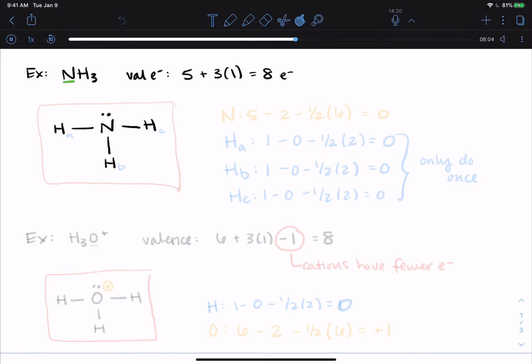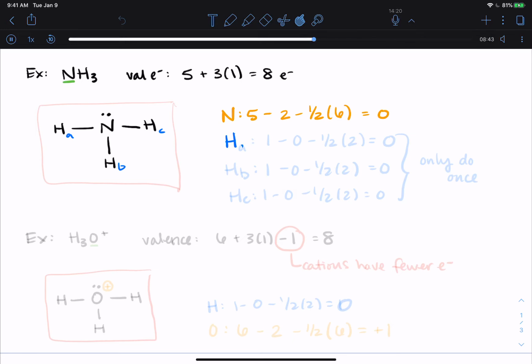And now I just need to calculate my formal charge. So formal charge for nitrogen, it has 5 valence electrons minus, it has 1 lone pair, so it has 2 lone electrons, and it has 3 bonds, which is a total of 6 bonding electrons. 5 minus 2 minus 3 is 0. Well, that's great. And then hydrogen, we'll label these A, B, and C.